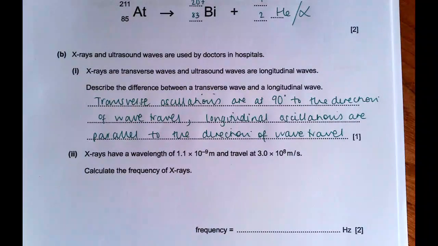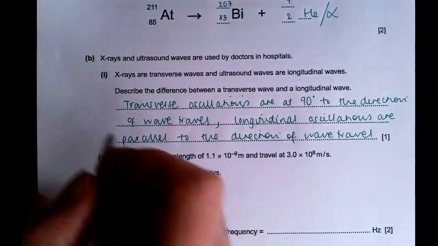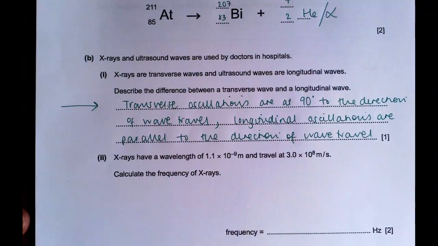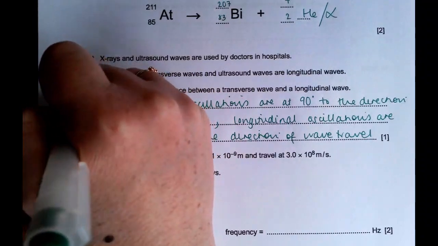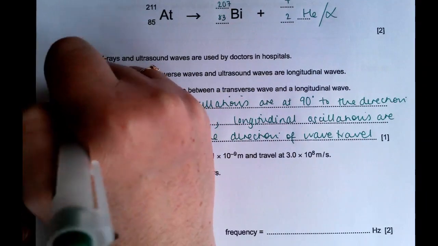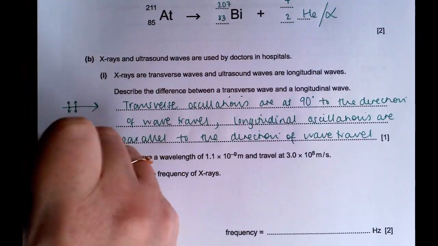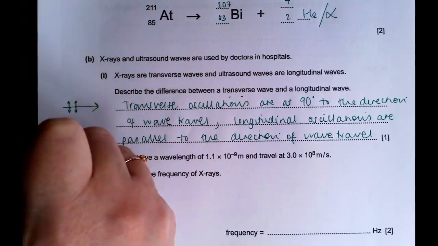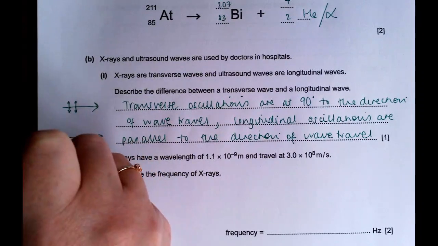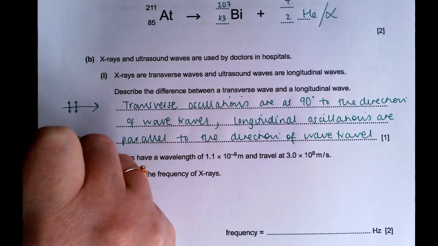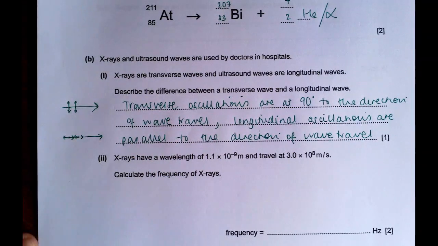Okay, so if we have a transverse wave going from left to right, the particles in its way will oscillate backwards and forwards at 90 degrees, whereas with a longitudinal wave, any particles in the wave will oscillate left to right, parallel with it.